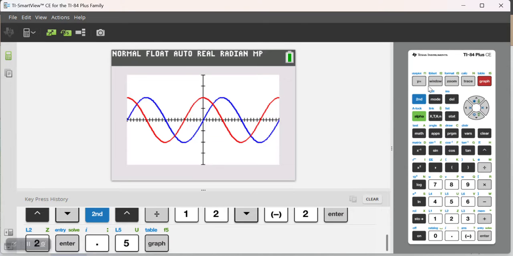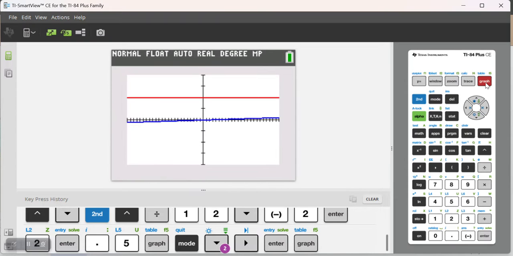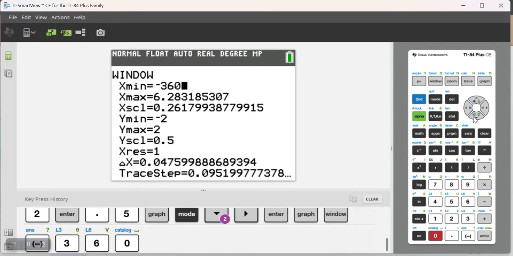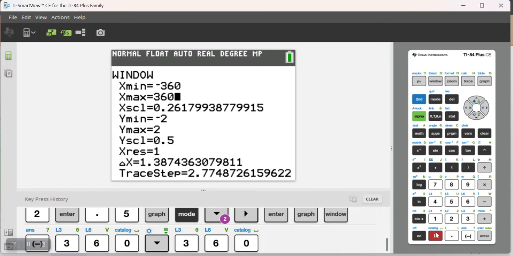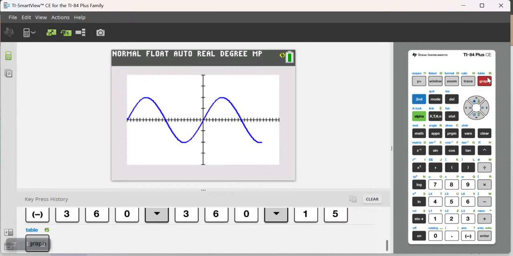If I want to look at it in terms of degrees, I can go back, change it to degree mode, and then look what happens. It's very subtle because my scale is only from negative 6 point something to 6 point something, but my angles need to go from like negative 360 to 360. So if I want this in degrees, I have to change this to minus 360, positive 360. Let's go in terms of 15 degrees. And now I get something similar, but this is in degree mode.